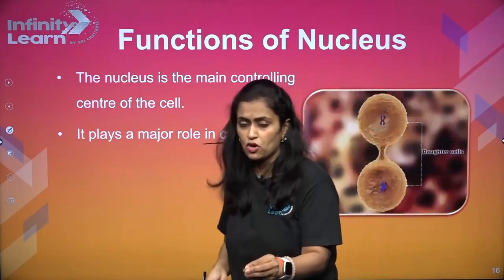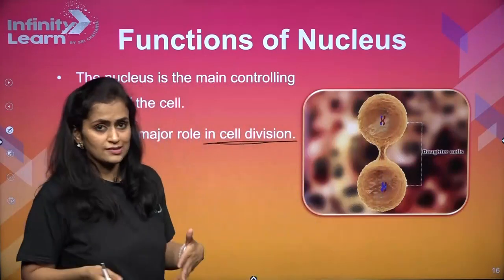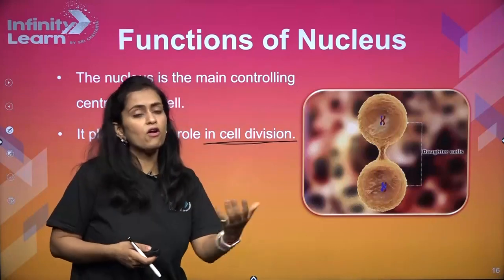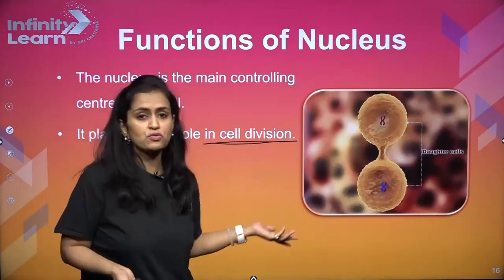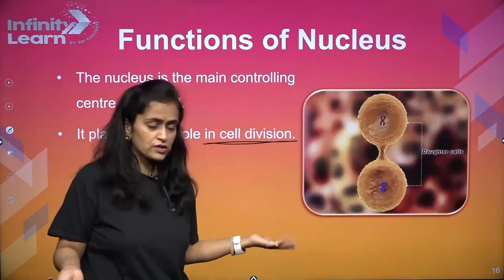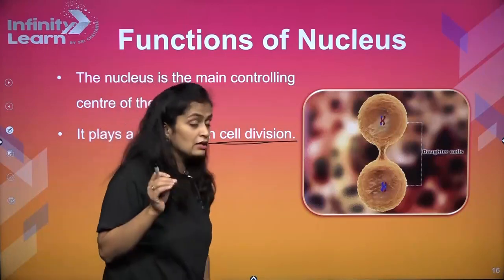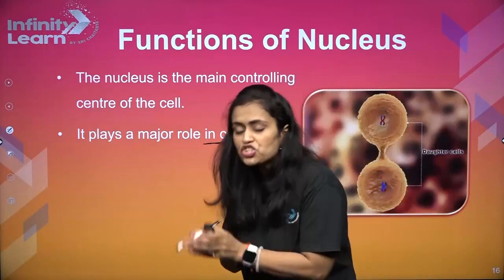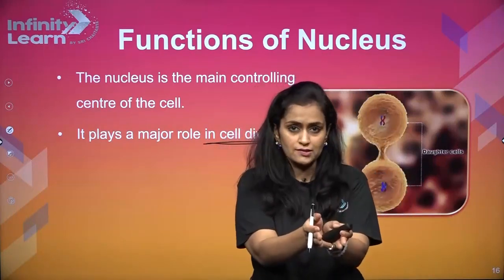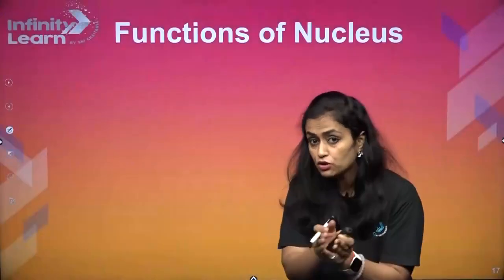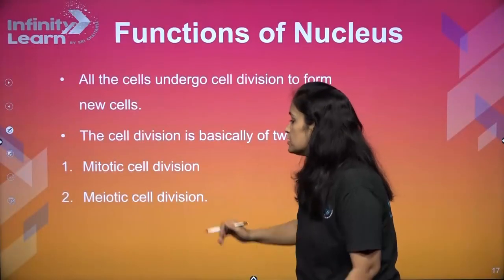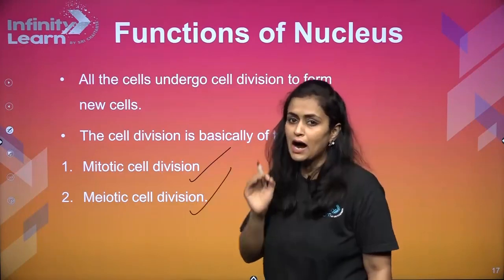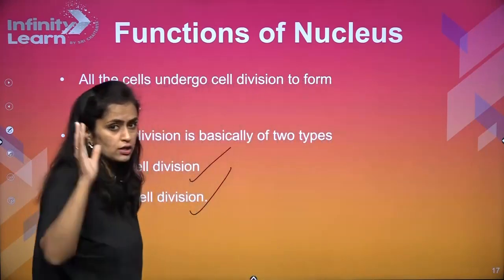Just before some time we were talking about chromosome and it appears during cell division, right? So it also controls when the cell has to divide. Obviously all the information is with the boss, so the boss will decide when to divide and make one cell into two cells, right? So now here the division, based on how much chromosome is going to go to the daughter cell, is of two types. What are those two types? The two types are mitotic cell division and meiotic cell division.